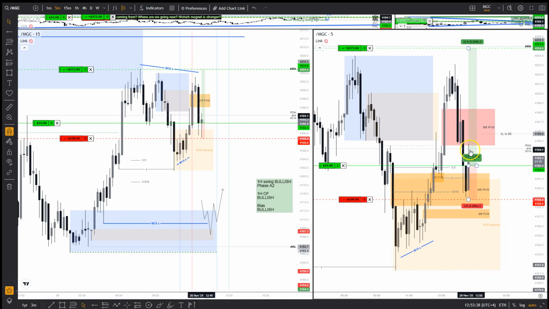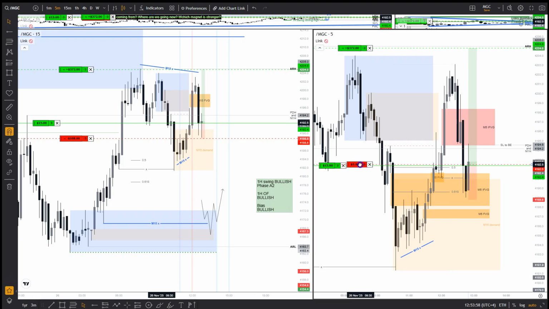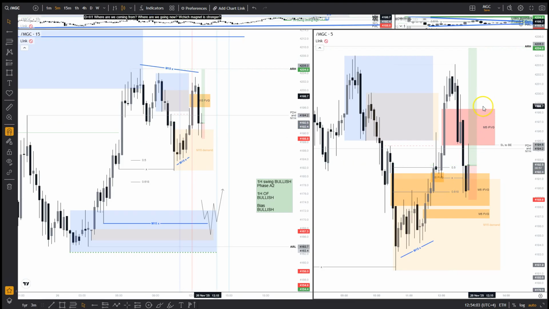Okay, we touched the fair value gap, inverted fair value gap, and then we have a strong reaction. Now, my stop loss to break even. Yeah, maybe it's okay to put stop loss to break even now. I will be more confident to buy after breaking this and producing new fair value gap.